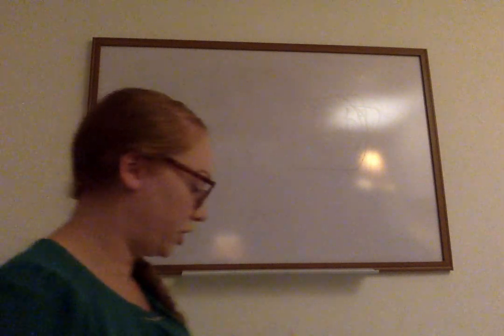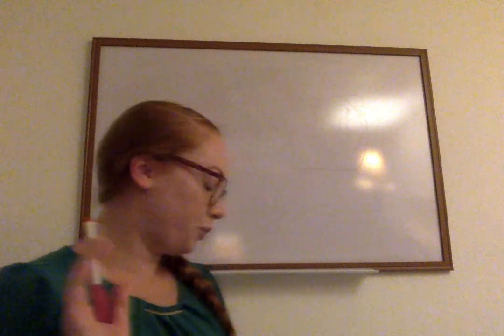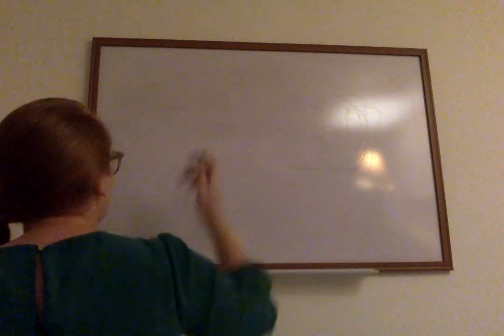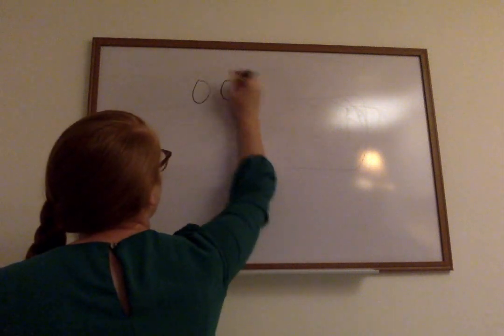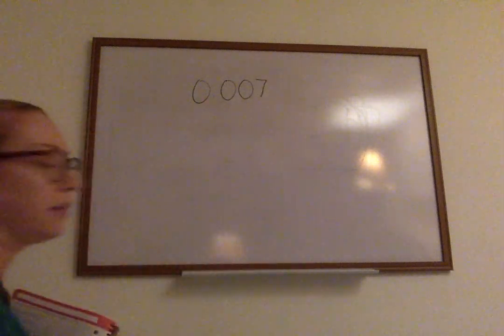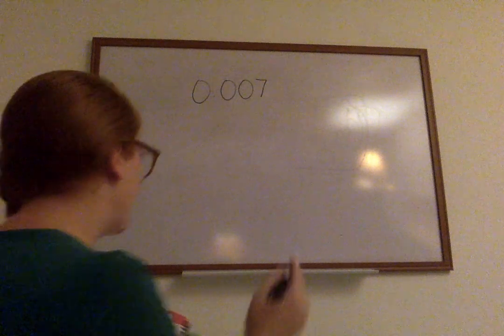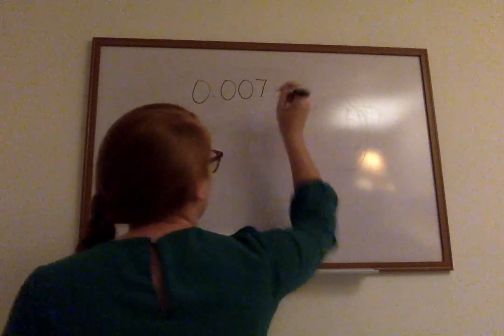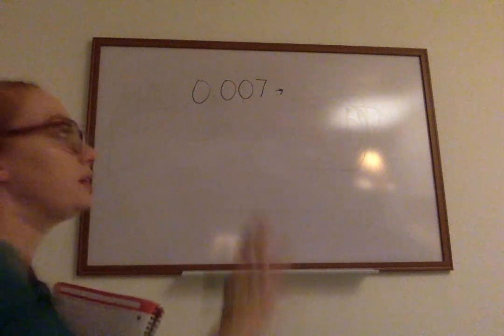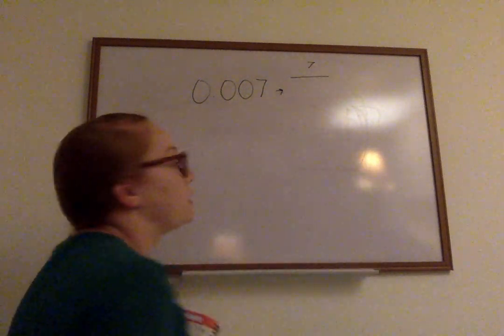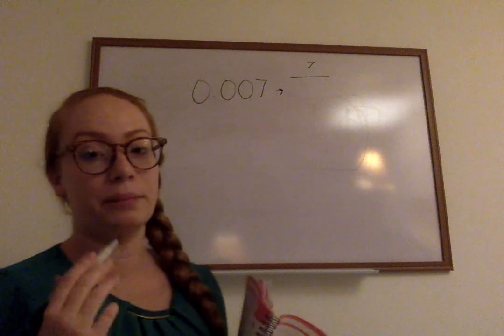All right, next. Lesson 1-3 is turning decimals into fractions and fractions into decimals. So first, if we have our decimal, this decimal is read as 7 thousandths because we have a 7 in the thousandths place. We want to turn this into a fraction. I'm going to take the number, which is 7. I'm going to put it on top as my numerator, my number on top.